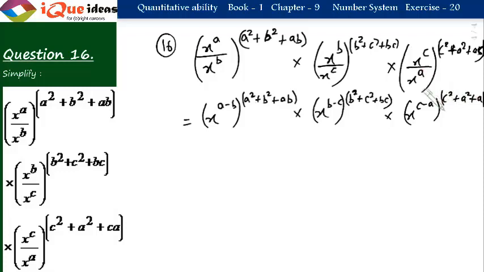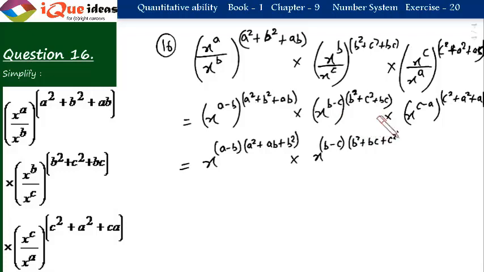Now the powers will get multiplied, so we will have x raised to the power a minus b into a square plus ab plus b square. So I'm just writing in the proper order. x raised to the power b minus c into b square plus bc plus c square, and into x raised to the power c minus a into c square plus ca plus a square.